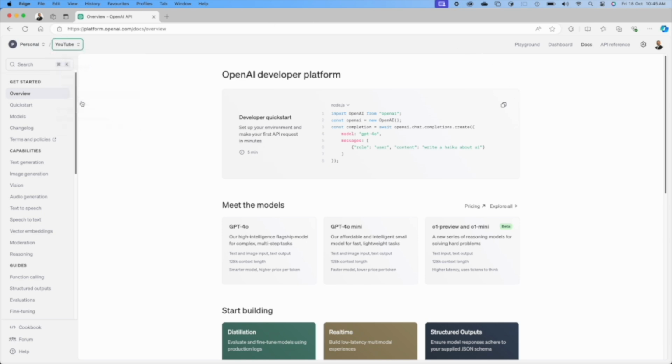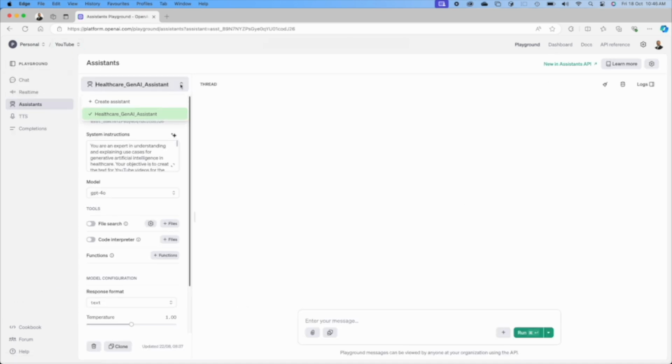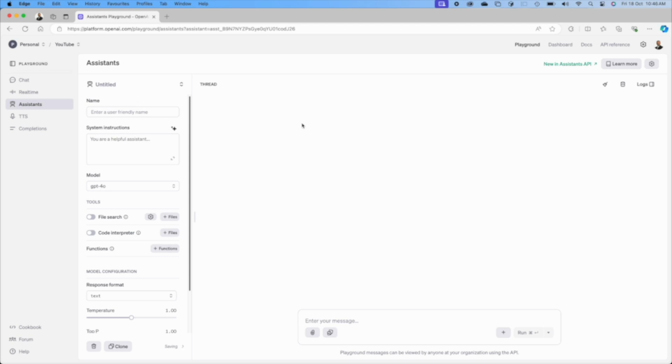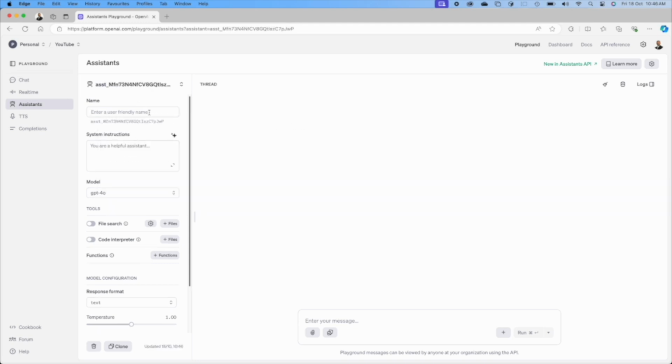And you can divide up your work into various projects. And I'm going to use an assistant to help me to do this. So the first thing I need to do is to create a new assistant. I'm going to call this assistant the medical geneticist assistant. Okay. And then I'm going to give it some system instructions.